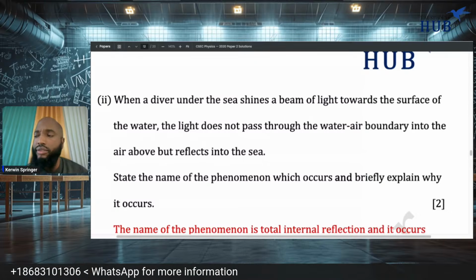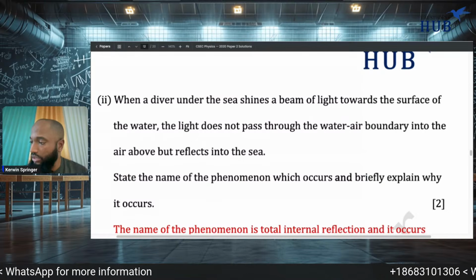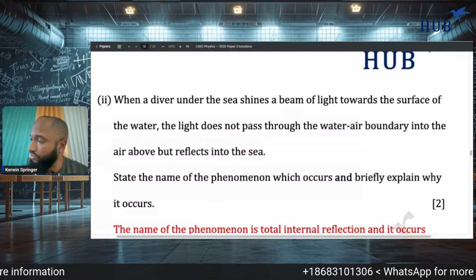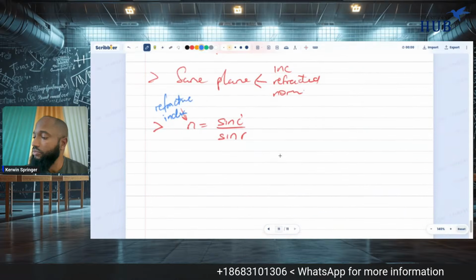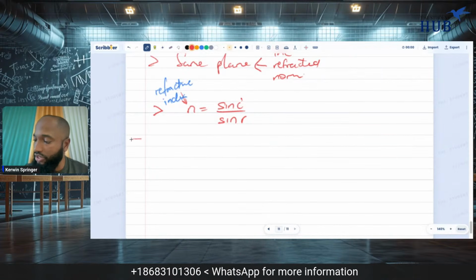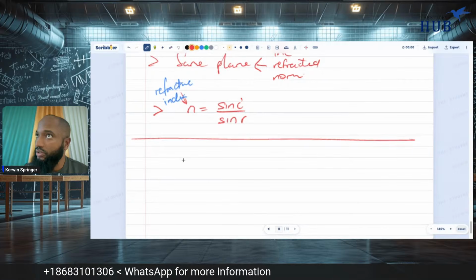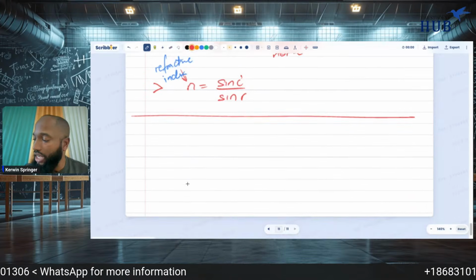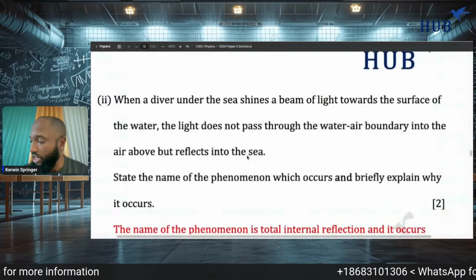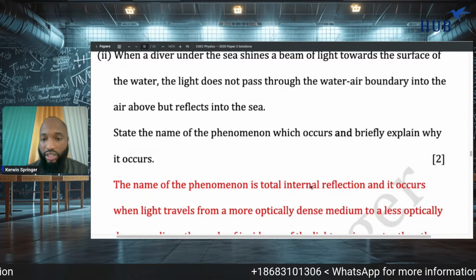Right. And why did it occur though? What was greater than the critical angle? Right. So the angle of incidence was greater than the critical angle. So we have that. The name of it is total internal reflection.